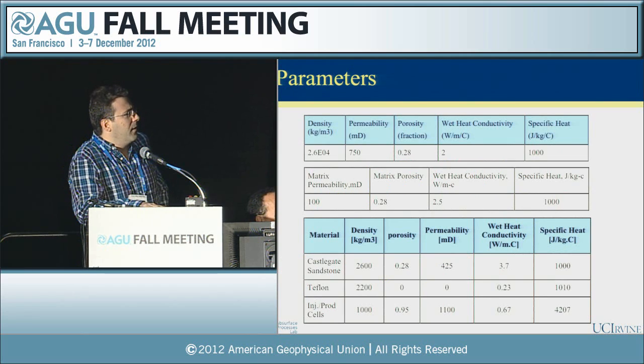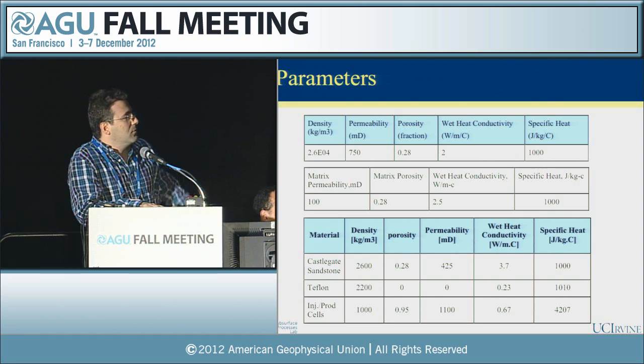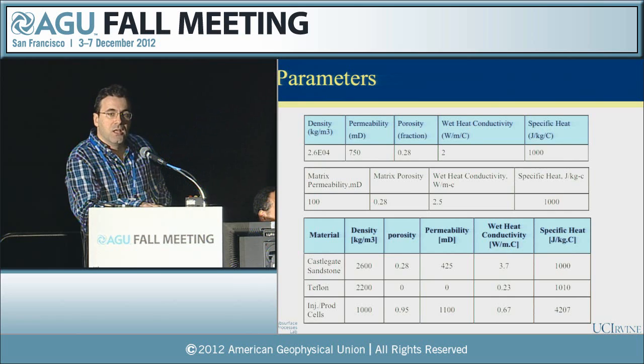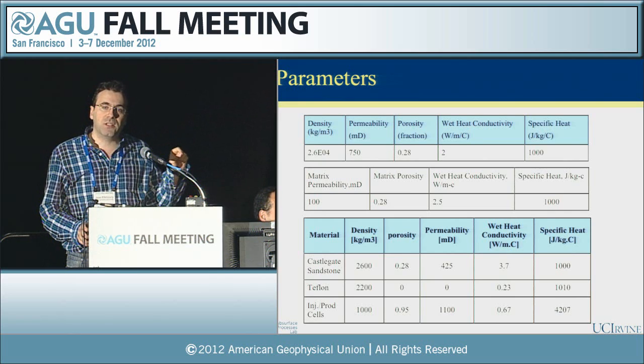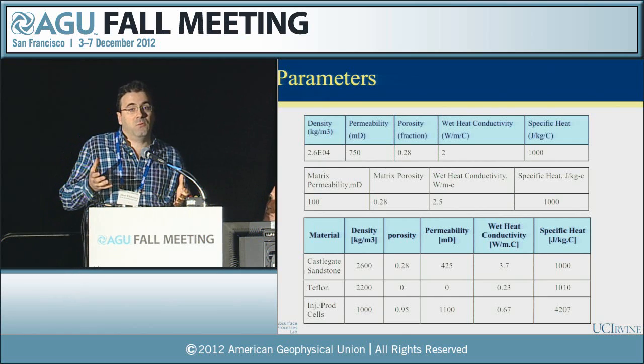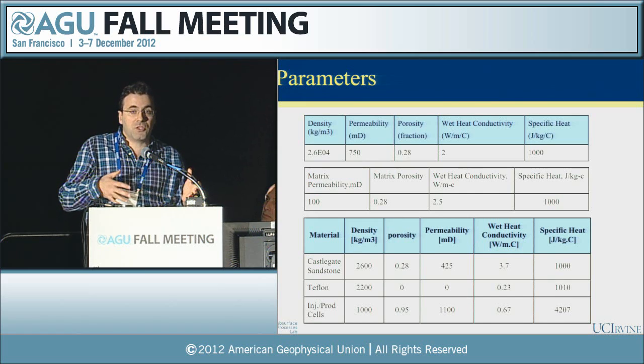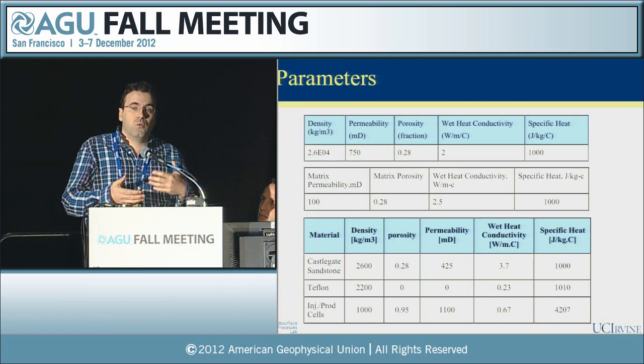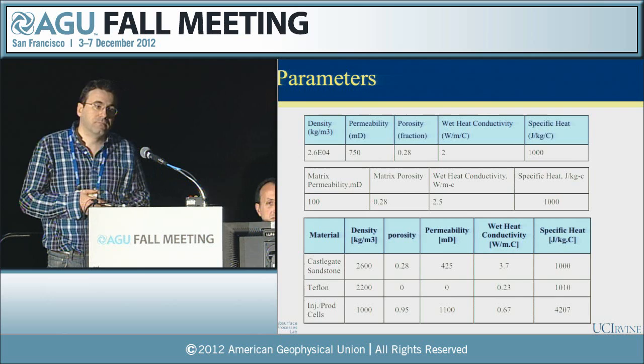For thermal conductivity, for heat conductivity, we use between 2 and 3.7 watts per meter centigrade. For the permeabilities, you can see the numbers right there. We explored a range of numbers, but the permeability that we used for the results I showed you was based on measured permeability. As I said earlier, we measure pressure differentials and flow rates, and from those, we infer permeabilities, and that permeability we use in the numerical simulations.